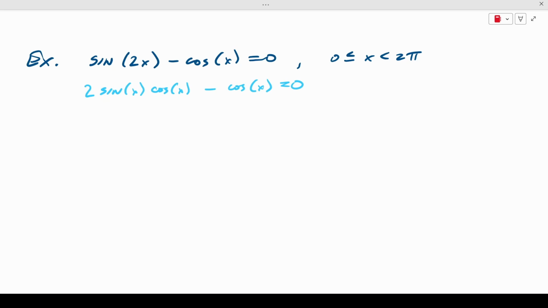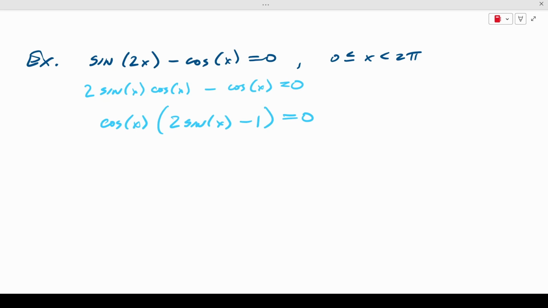And so now I think, what could I do? Well, I have a cosine of x in each term, so I'll factor that out. That should be the natural gut reaction. Whenever you're trying to solve and you have a common factor, you factor it out. So I factor out my common factor of cos x. I'm left with 2 sine x minus 1 equals 0.